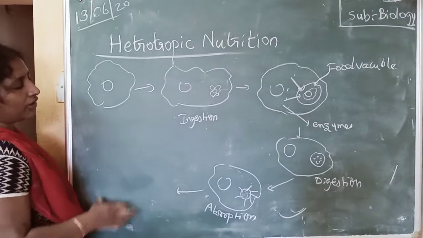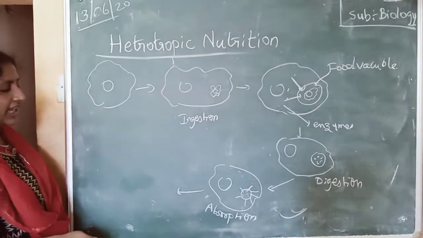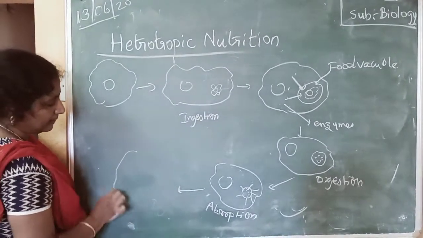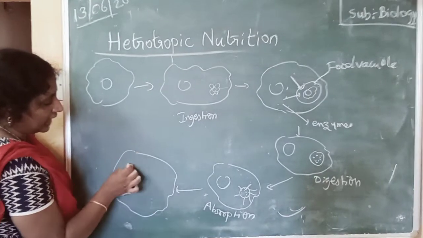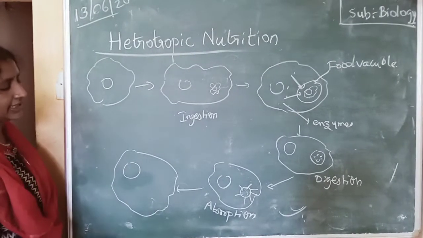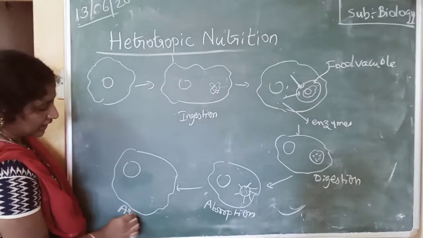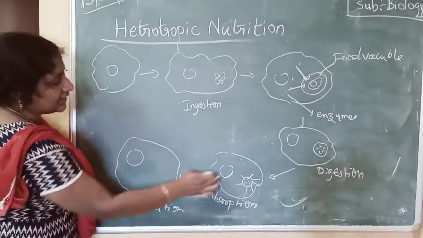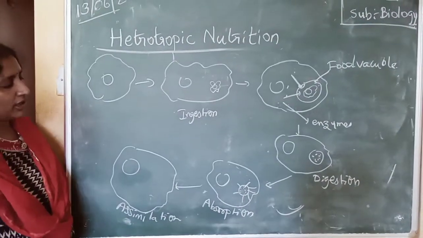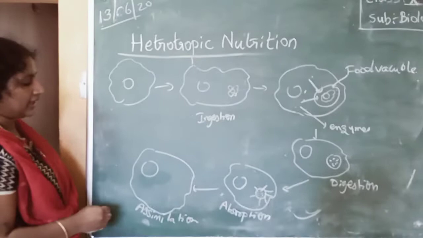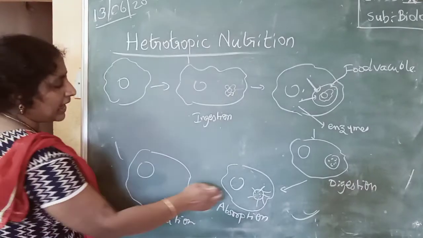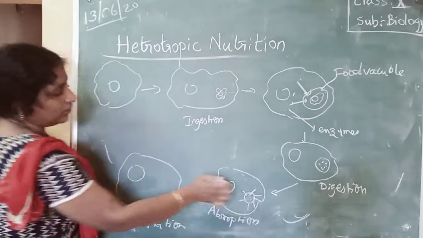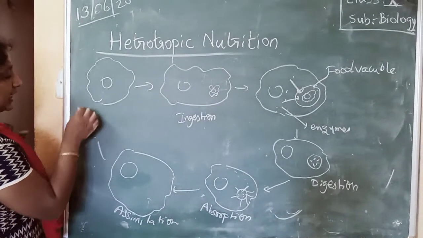Now the fourth step. After absorption, these nutrients are utilized for several purposes, for example, for growth. If you think of growth, amoeba has taken the nutrients and has grown in size. So this process is called assimilation. Assimilation is nothing but utilizing the nutrients for different body functions. So after utilizing, what happens? There will be some undigested food in the food vacuole. So what happens to the undigested food?